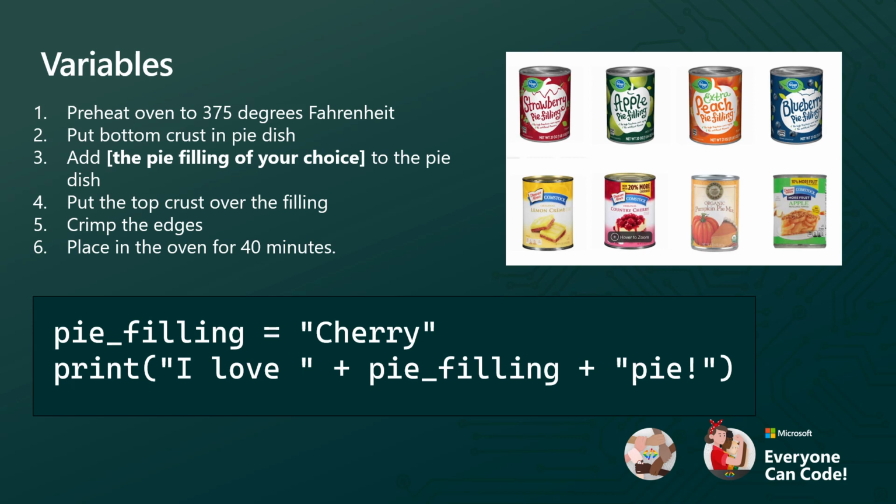So if we were writing this out in Python, it would look like this. Our pie filling is cherry. That variable, pie filling, contains the value cherry. And we can use the print command in Python to print things on the screen. In this case, print I love whichever pie filling, pie. So if we were using cherry pie filling, this would say I love cherry pie.